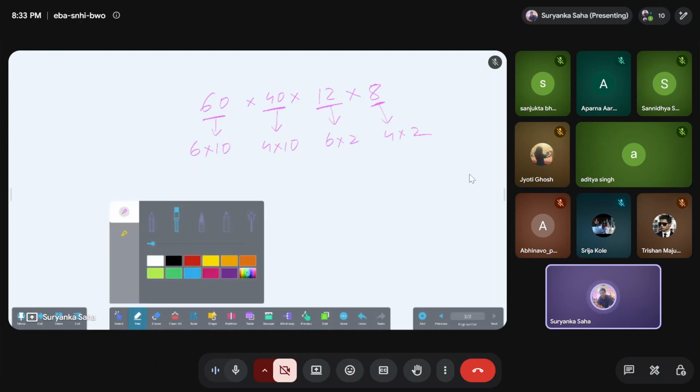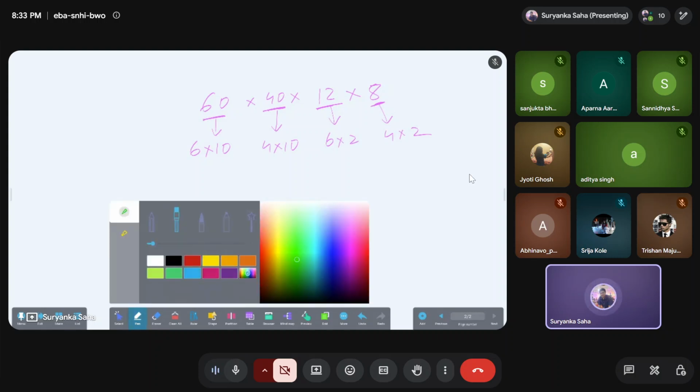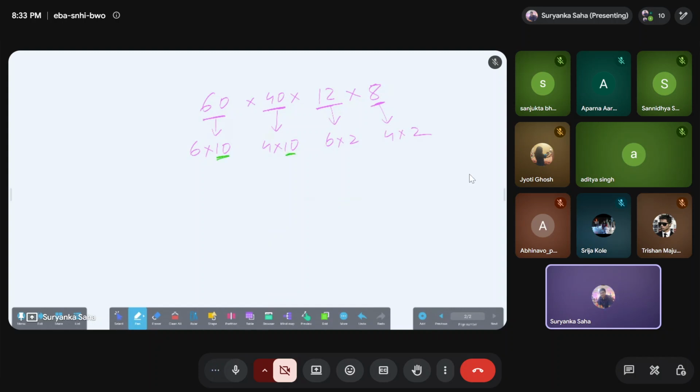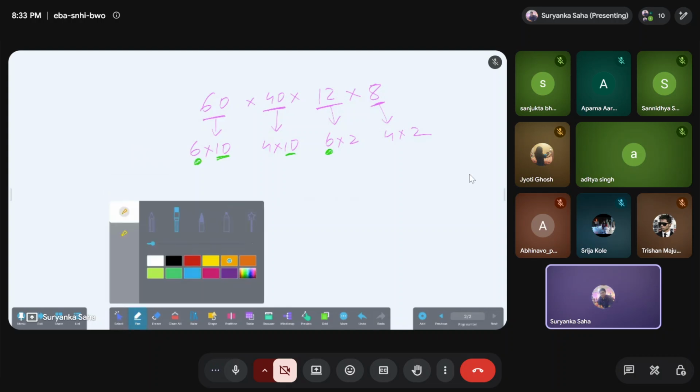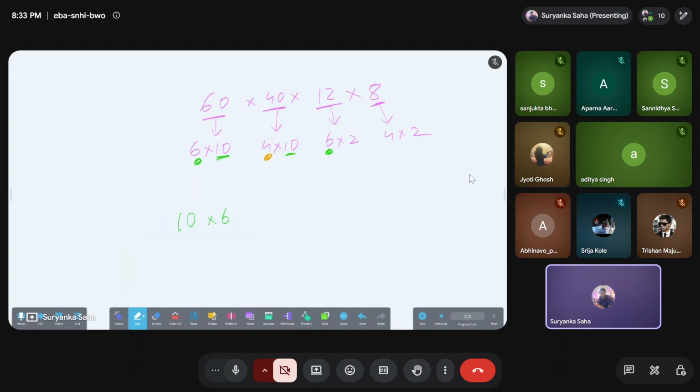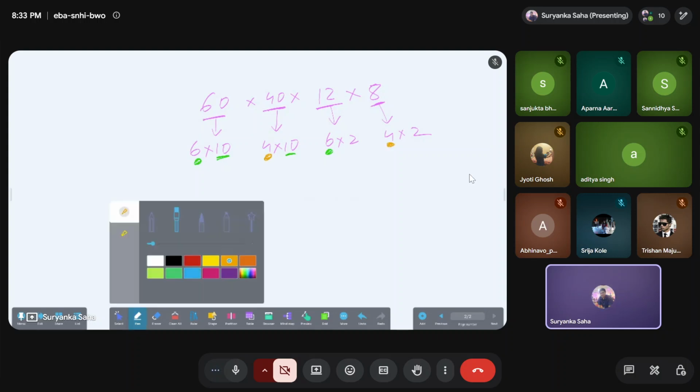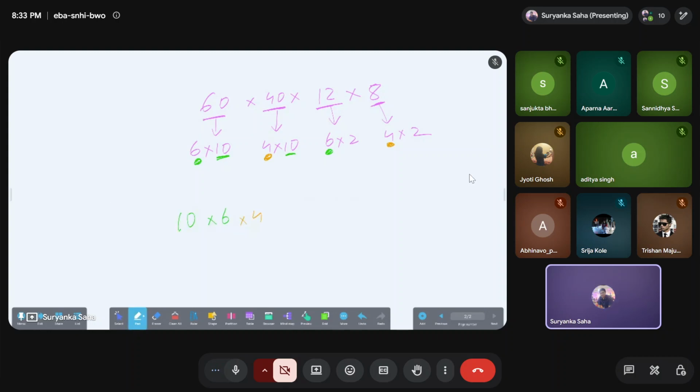Now do the coupling. 10 10 couple, one of them coming out. 6 6 couple, 1 6 coming out. Then 4 4 couple, 1 4 coming out. Then 2 2 couple, 2 2 couple, 1 2 coming out.